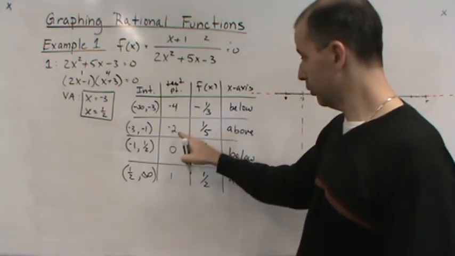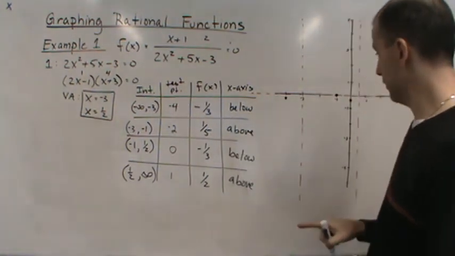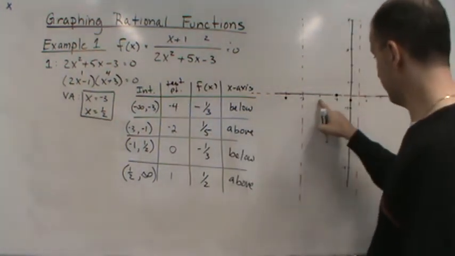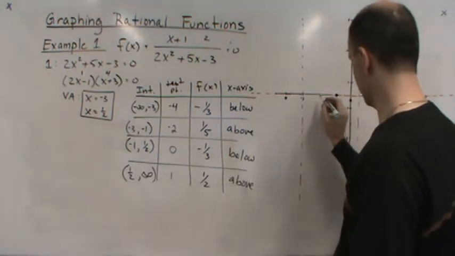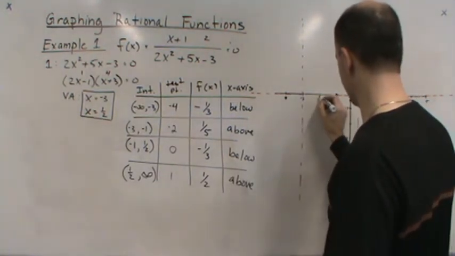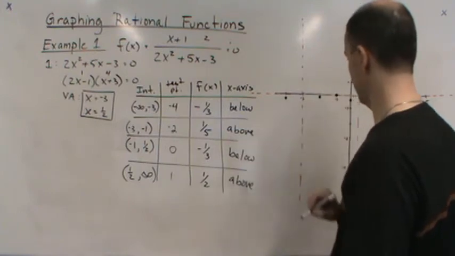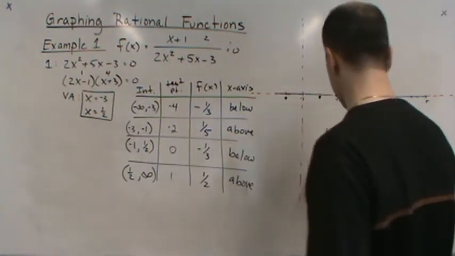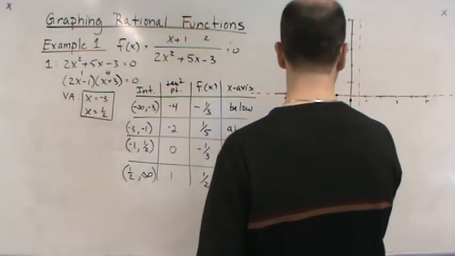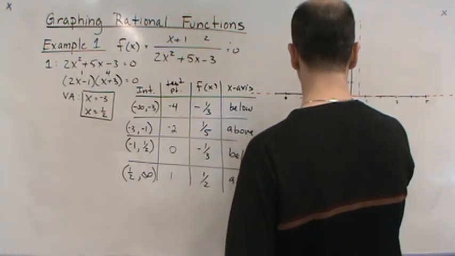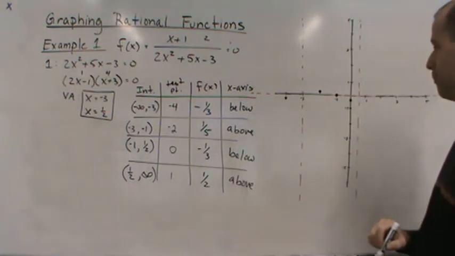Here, we're at negative 2 and 1/5. So negative 2 and 1/5 is right here. So we're saying we're going to be right about here. Oh, positive. It's positive 1/5. So I'm above, right there. Okay?